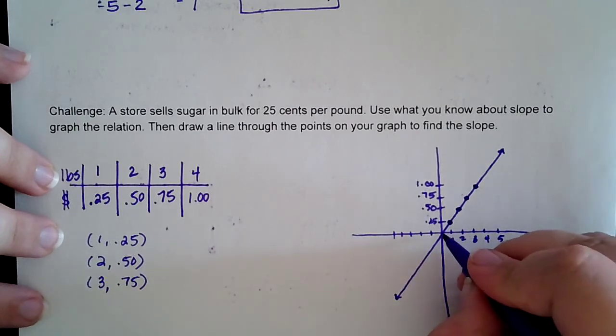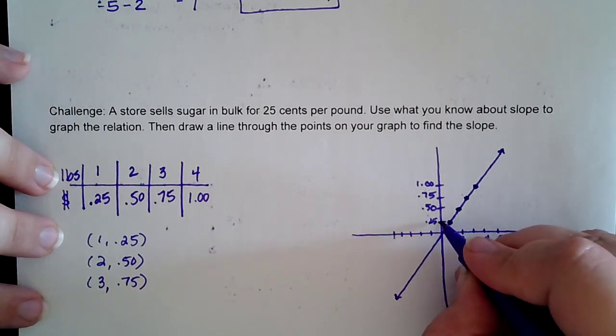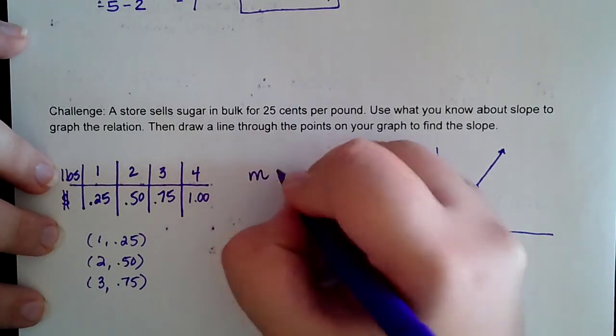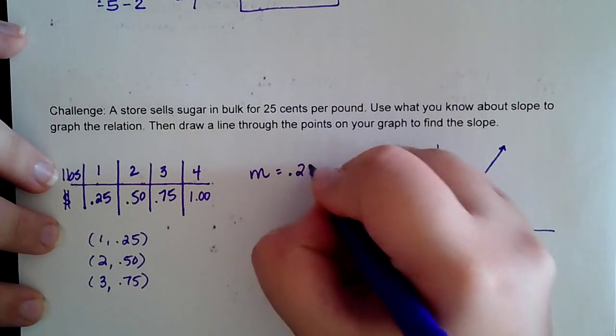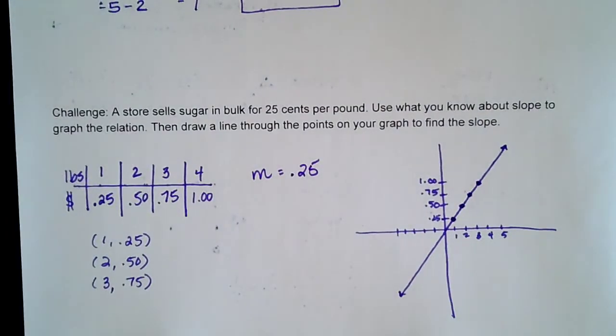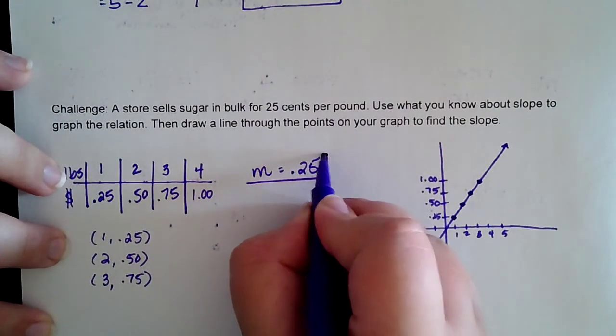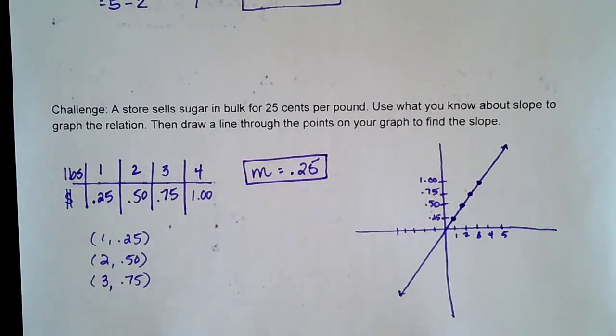However, you're going to notice it's really easy. If you're going up by 0.25 and over by 1, your slope each and every time is going to be changing by positive 0.25. So, in this case, your slope is the amount that you are changing by each time. Pretty cool.